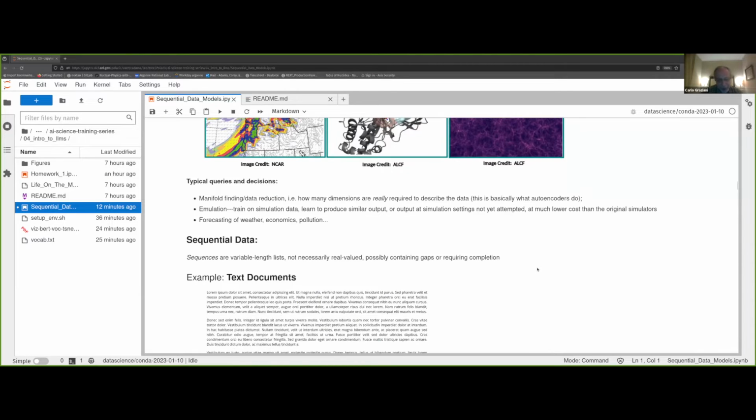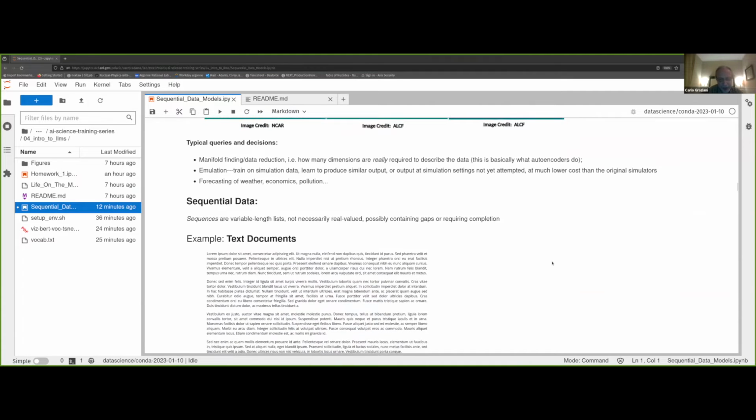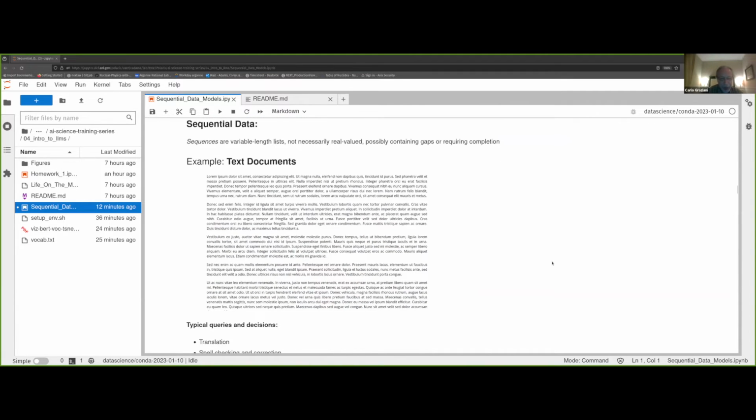Okay, so I think I've beaten vector data to death. So now let's talk about sequential data. Sequences are variable length lists. So here already we have a difference between vectors and sequences. A sequence can be any length. It can be 2, 3, 10, 100. I mean, it has to be a bounded length, but it's whatever it is, okay?